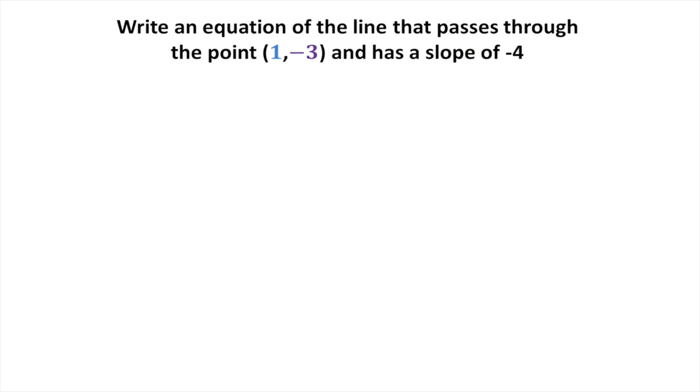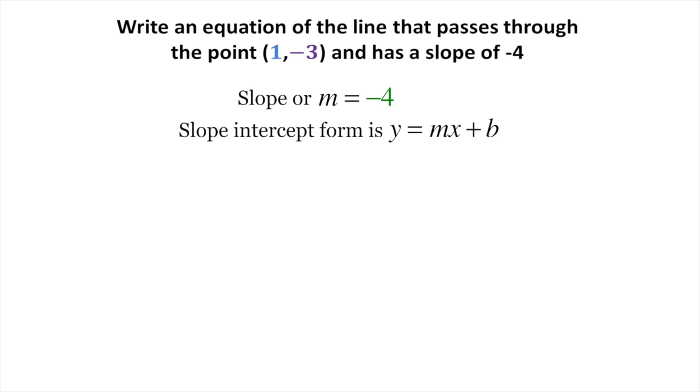All right, so now we're going to get to this point. If I give you a point, the point is 1, negative 3, and the slope, I want to know the entire equation in slope-intercept form. Well, we know that the slope is negative 4, and we know that our slope-intercept form is y equals mx plus b.